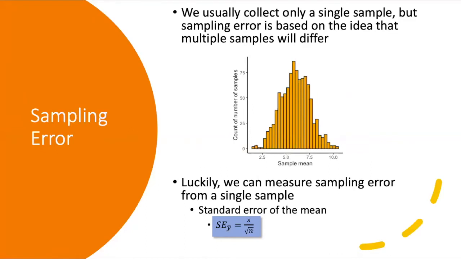Now, luckily, we can measure sampling error from the information contained within a single sample, and we don't have to repeat our sampling thousands of times. We can calculate what's called the standard error of the mean from the sample, which provides a measure of the precision of the sample, or the amount of sampling error that we expect. And the standard error of the mean is calculated as the standard deviation of the sample divided by the square root of n. So what I want you to do is stop and think about this value for a minute.